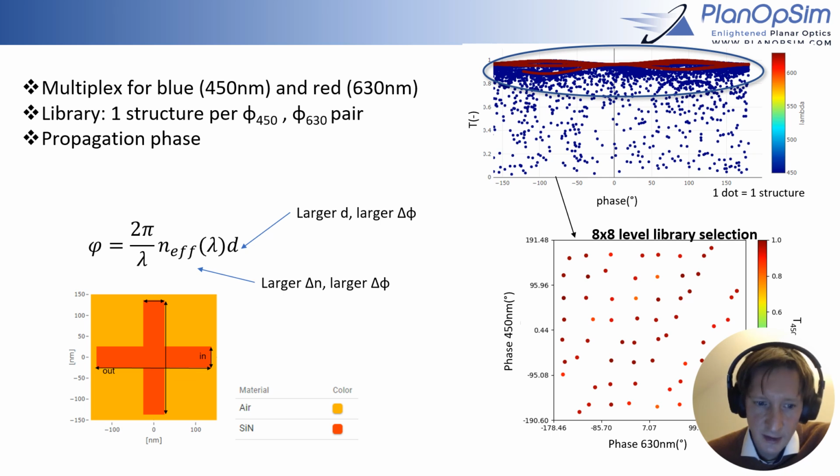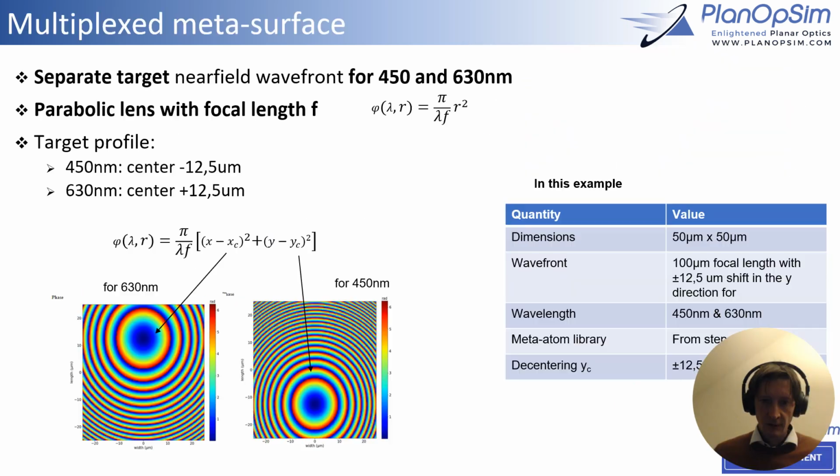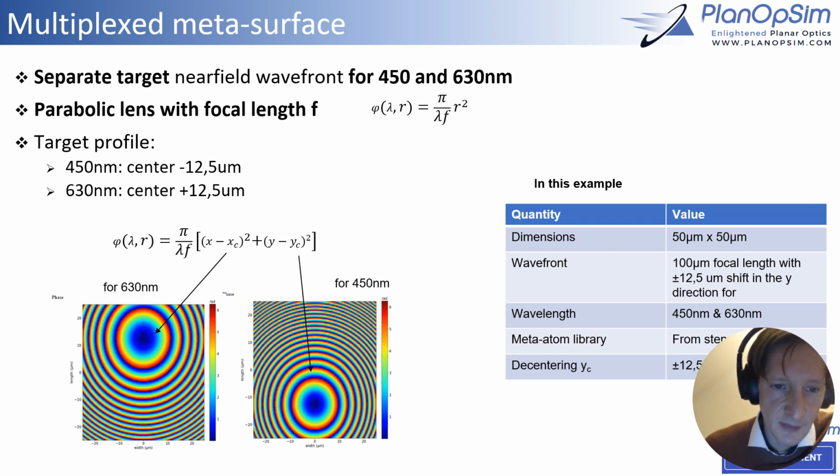on the y-axis, so that we see that indeed this library has various different structures which cover this entire area of phase for 360 for 630 nanometer, as well as for 450 nanometers. So any combination of phase for 450 and 630 nanometer can be made using this library of meta-atoms. So we can pick any location and find a suitably close meta-atom that reproduces it. And with this library, we can now start designing our multiplexed metasurface.